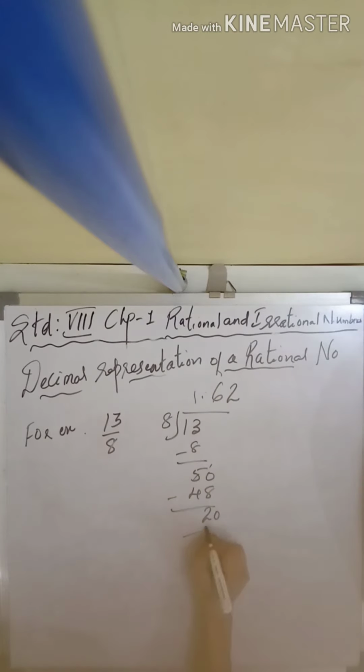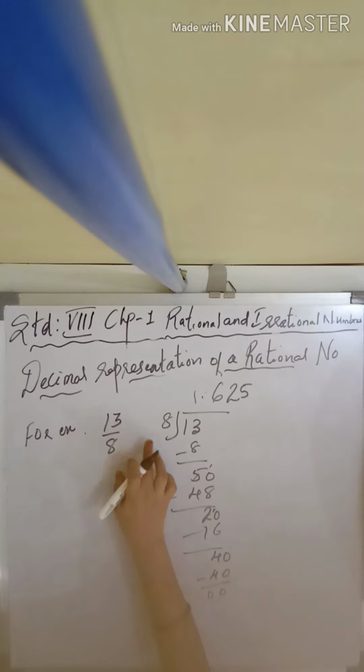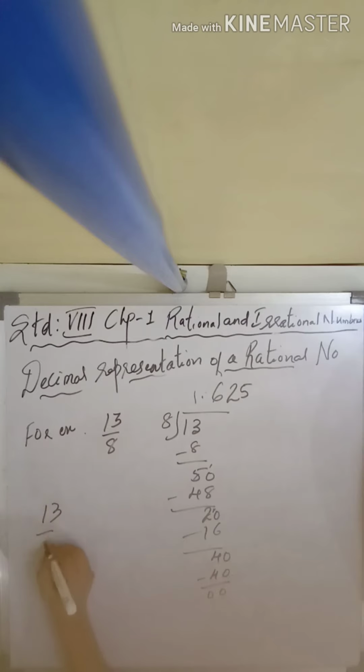8 2s are 16. This division you know, so I am going a little faster. 0, 8 5s are 40. So now you can see children, after converting this 13 upon 8, what are we getting? Therefore 13 upon 8 is equal to 1.625. We have converted it into decimal form. And in this case we get remainder 0 and my division is getting terminated.